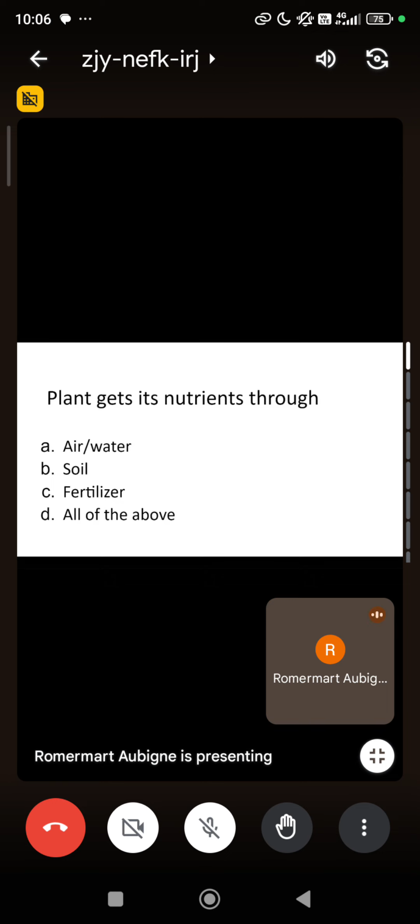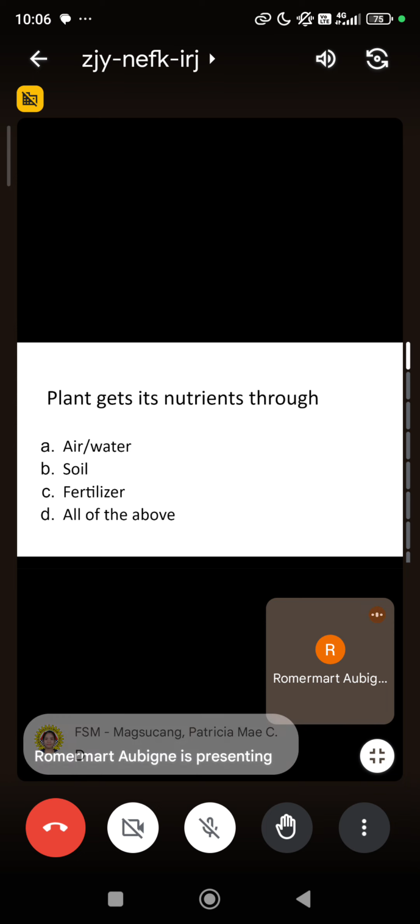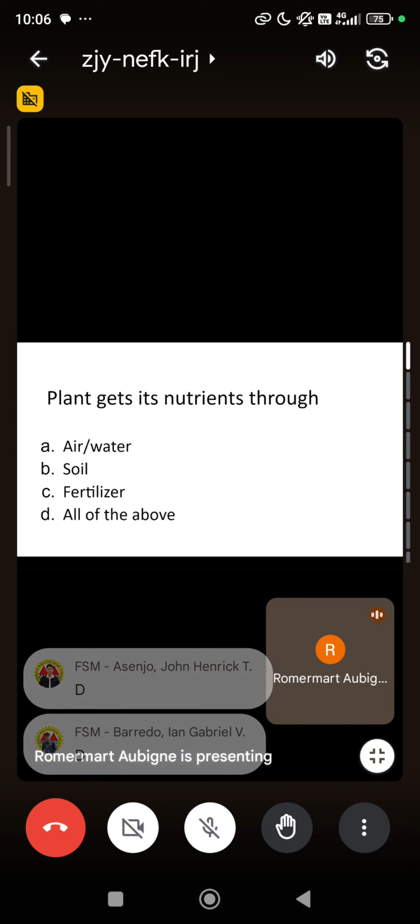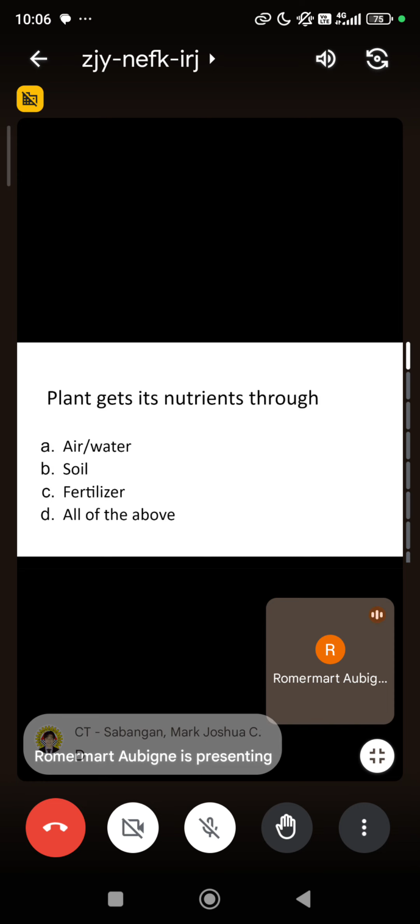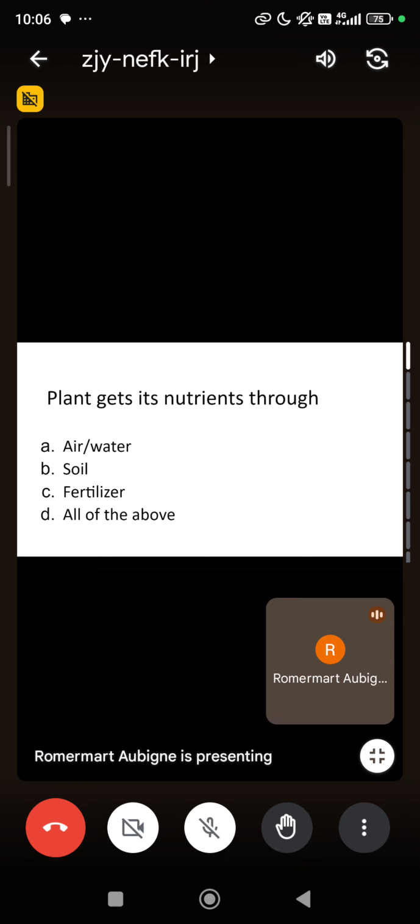Next, plant gets nutrients through air, water, soil, fertilizer, or D, all of the above. Sagot natin dito. Madalas pagka may all of the above, yun yung sagot eh. Pero babasahin pa rin natin yung tanong. No? Hindi porket nakakita tayo ng all of the above, yun agad yung ating sasagutin. Madalas lang, pero kailangan pa rin natin i-check yung question and the choices.